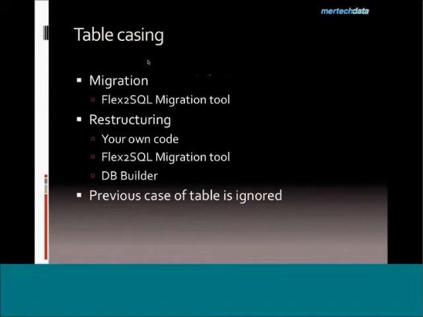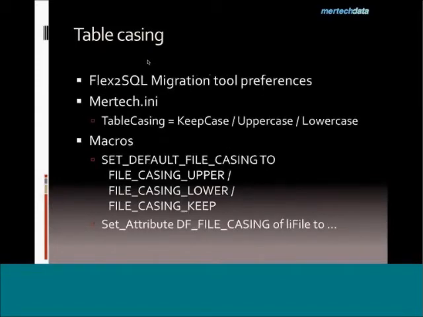So how do you control this? If you're in Flex2SQL, you can just go in the migration tool preferences. If you, for example, are in the DB builder, or if you write your own code, there's a new option in our Mertech.ini file that you can tell it what case you want to be the default. If you're writing your own restructuring code, there's a macro to set the global file casing, and there's also a file level attribute that you can use if you just want to have one file set to a particular case.